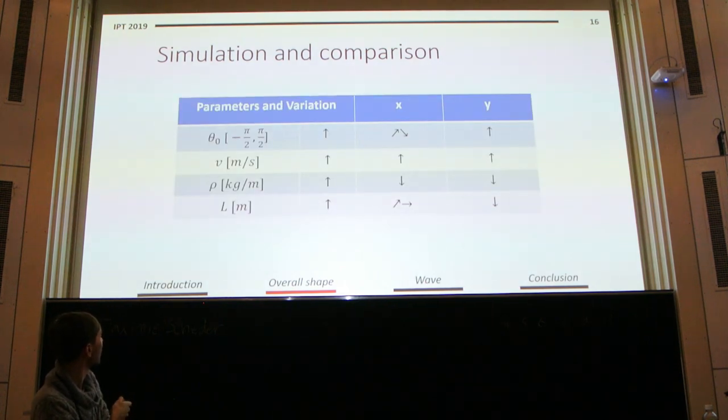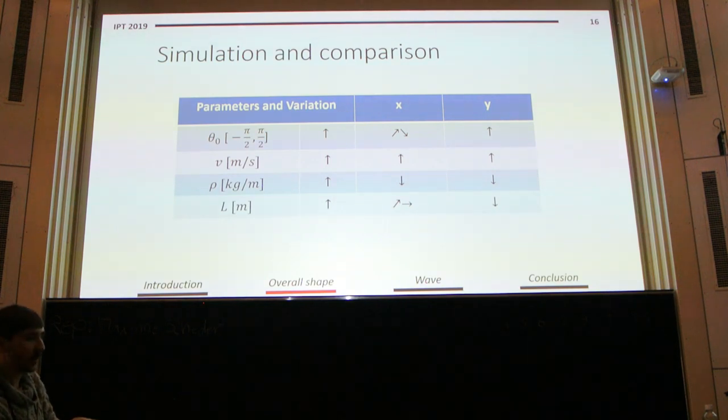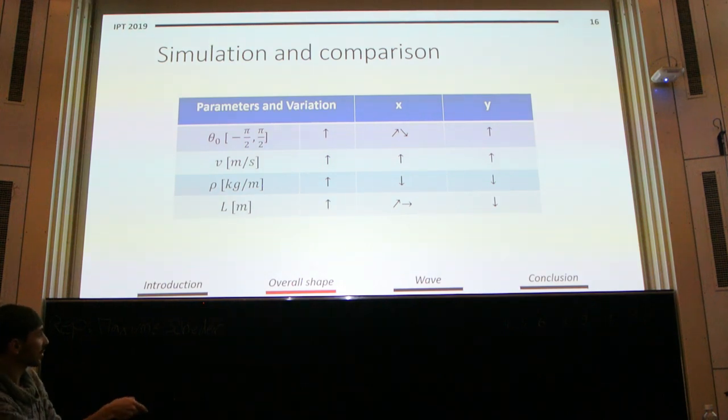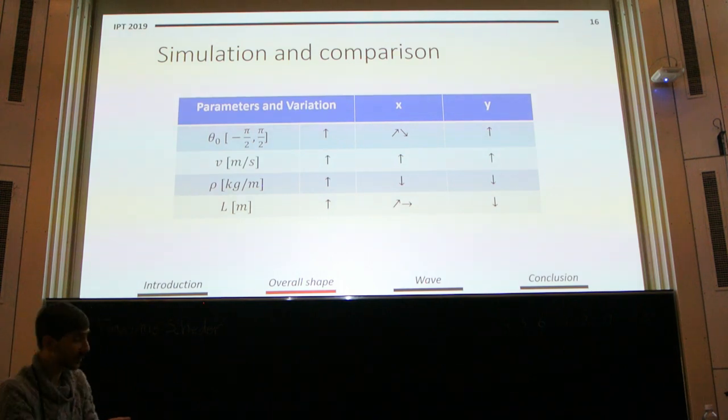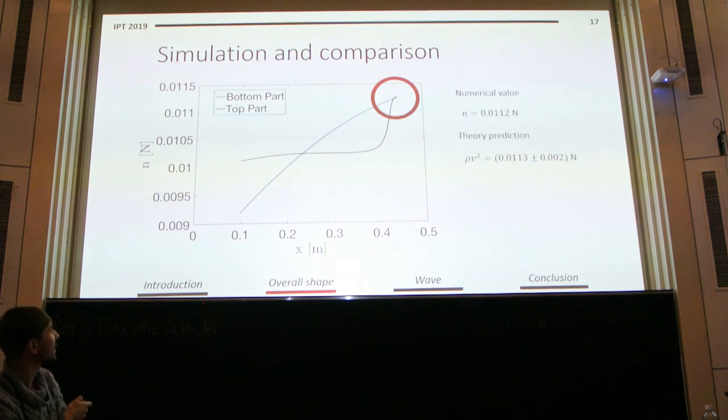we investigated even more parameters. So we have already discussed theta zero and the velocity. And if we increase the density, we see that the points x and y both go down. And if we increase the length, we see that x reaches a plateau, and y decreases. And from this prediction of the shape, we can actually find the tension inside our string. And we see that indeed, here, we have a nice prediction of this tension value. We see that we obtain numerically these values, which is almost what we expect from theory.